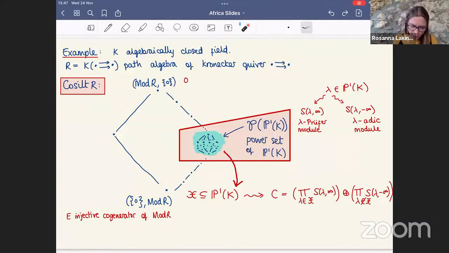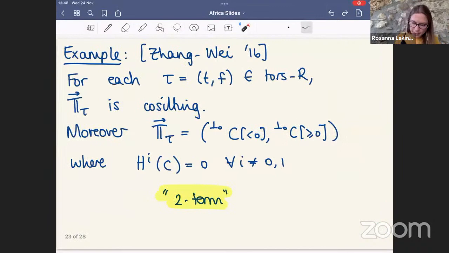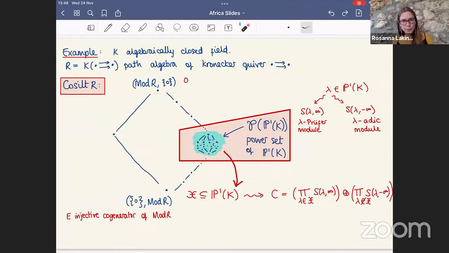So every point in this lattice gives us a subset, and this subset determines a module where for every element of that subset, we take a Prüfer module, and for every element that is outside that subset, we take an adic module. And this module C, if we take the complex that corresponds to this module concentrated in degree zero, then we get a co-silting t-structure that looks like this. And this t-structure is the HRS tilt of this point in the lattice. So somehow everything fits together.